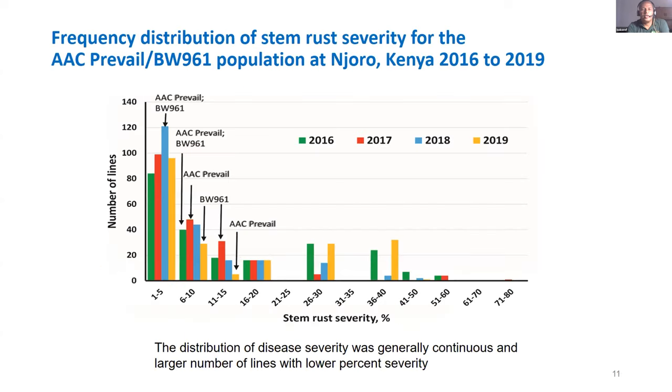Looking at the frequency distribution of the stem rust severity at Njoro, there was a continuous distribution for stem rust severity. If you look at the number of lines on the y-axis and stem rust severity on the x-axis, the colored bar graphs are for the years. So there generally was a continuous distribution, and most of the lines have shown a low stem rust reading, which means the two parents have contributed to resistance.